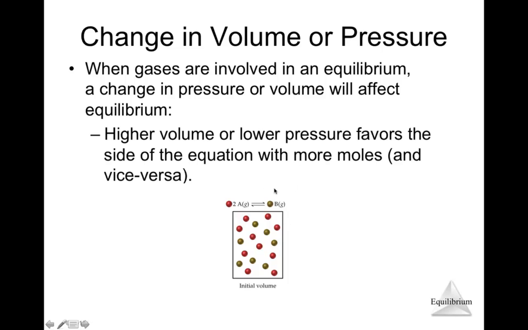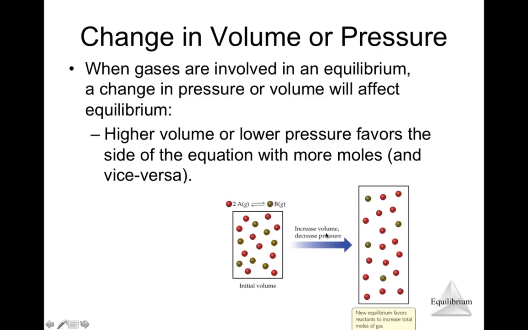If we have this initial volume, but we increase the volume, that means we'll decrease the pressure. This will favor the side of the equation with more moles. So if we increase the volume, we're going to favor the shift to the left because we're going to have more moles there. By increasing the volume and decreasing the pressure, we favor the side that has the higher number of moles.